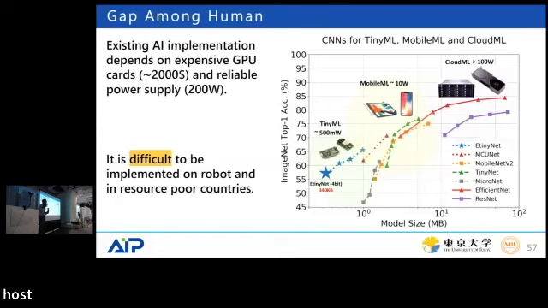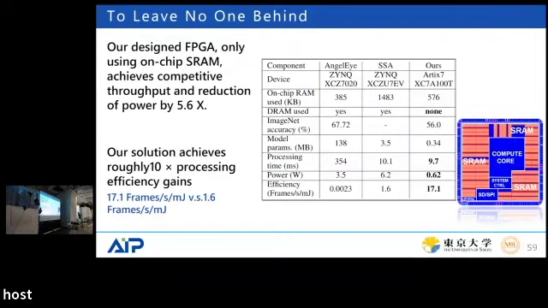Most of our technology depends on expensive GPU cards and a reliable power supply. That's not a problem for us in Tokyo, France, or Germany, but it is very difficult to implement on robots or in resource-poor countries like Central Africa or Rwanda, where they don't have these things. So we have designed our own FPGA with on-chip SRAM, which is much faster and energy efficient. This AI chip can be used for robots and for resource-poor countries. Our solution achieves roughly 10 times processing efficiency gains. I think this is the key to letting AI really work in real-world scenarios.